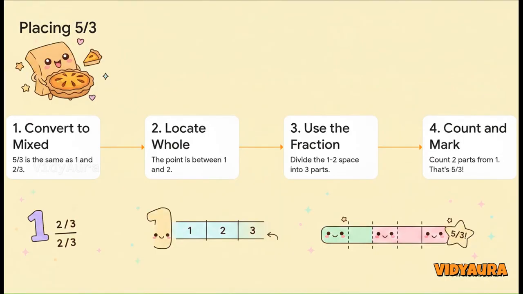But what if you get something like 5/3? The top number is bigger. We call this an improper fraction. Don't worry, there's a simple trick. The absolute first thing you do is turn it into a mixed number. Just ask yourself, how many times does 3 go into 5? It goes in one whole time with 2 left over. So 5/3 is the same as 1 2/3. Now it's easy. We go to the 1 on the number line, and then we just find 2/3 in the space between 1 and 2.